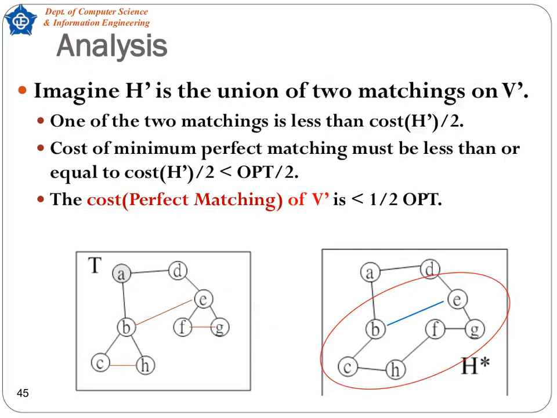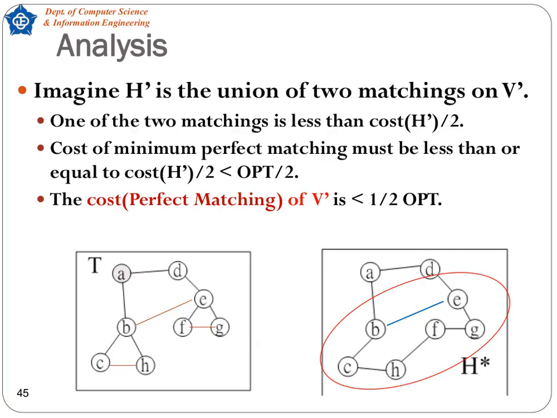Building on our previous bound, we now turn our attention to H'. We define H' as the union of two perfect matchings on the reduced vertex set V'. Since the two matchings together form H', at least one of them must cost no more than half of cost H'. Immediately, this gives us a bound on the minimum perfect matching for V. Its cost can't exceed cost H'/2. And because we already know cost H' is at most OPT, it follows that the cheapest perfect matching on V has cost under OPT/2.